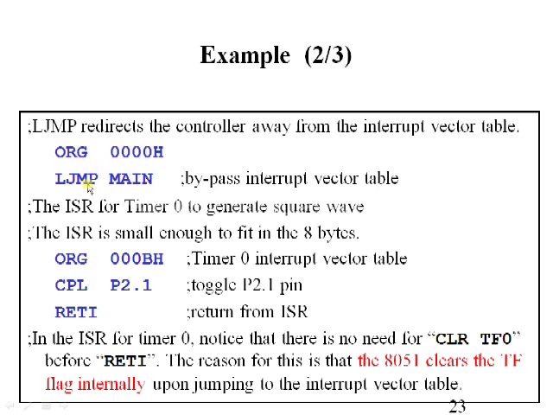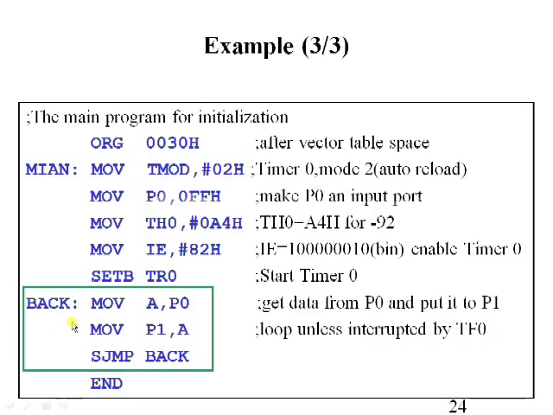So initially I'm writing LJMP main, which is going to bypass the interrupt vector table. Therefore now the control passes to the main program, and it executes the main program. Now here I'm initializing TMOD to 02, which means I'm using timer 0 in mode 2, which is nothing but auto reload, and then MOV P0, #0FF. I'm initializing P0 with FF, and then TH0 is initialized with A4. And I'm enabling, that is EA should be programmed with 1, and then timer 0 interrupt should be programmed with 1, and then I'm just running the timer by using this SETB instruction.